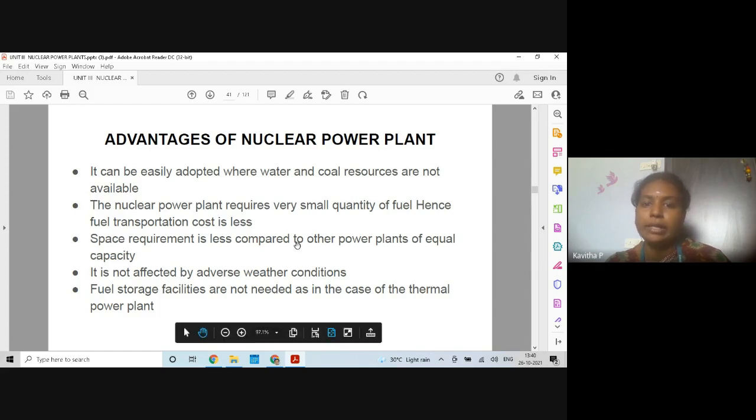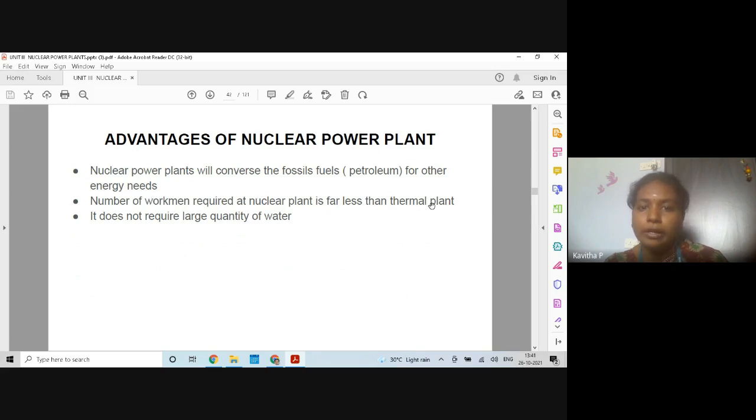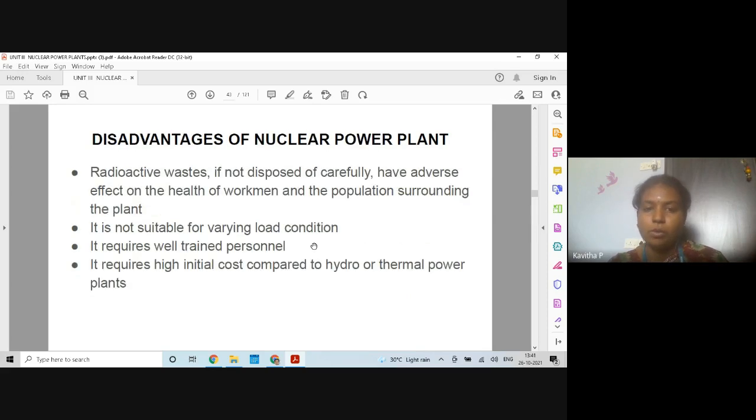And the space requirement is less compared to other power plants of equal capacity, and it is not affected by any changes in weather, and fuel storage is not required. Also, nuclear power plants conserve fossil fuels for other energy needs, and the number of workmen required is less. It does not require a large quantity of water, because water is required only for converting water into steam, which will drive the turbine generator set. But the amount of water required in a steam power plant is very high.